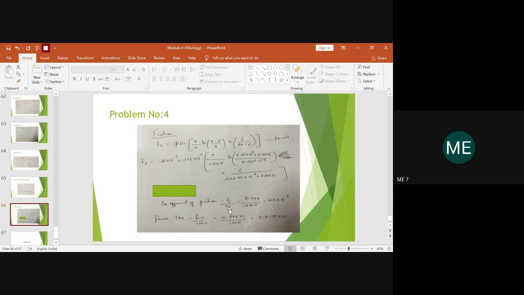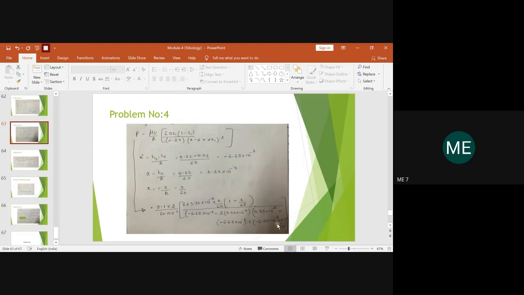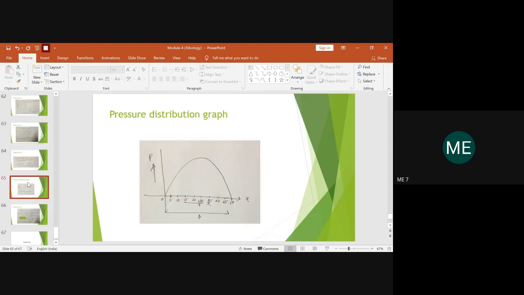You have two categories of problem. In one, they ask you to determine the frictional force, coefficient of friction and power loss, or else they can ask you to determine the pressure distribution and draw the graph and show. But asking both together is a rare case. If they ask, you should be able to figure out the pressure distribution, draw the graph, then determine the load bearing capacity value. If they ask you for the pressure distribution graph, you have the chance of having to calculate the maximum load bearing capacity.